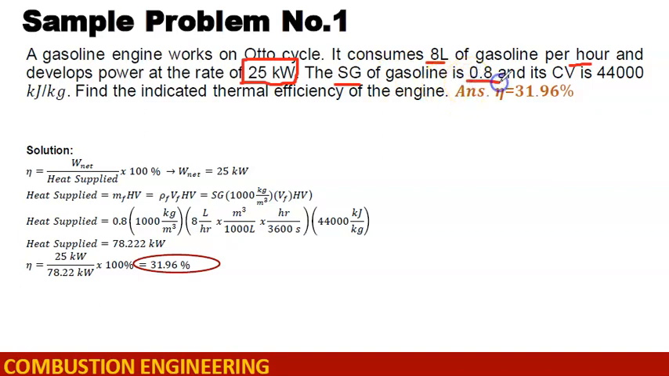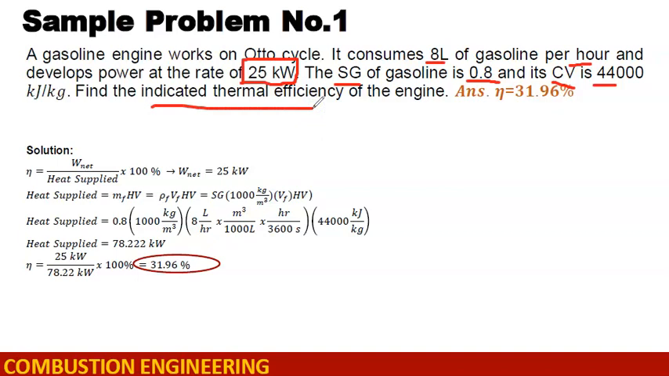SG is the density of this fuel divided by the density of water, which is 1000 kilograms per meter cube at standard conditions. The calorific value of the fuel, or the heating value, or the burning power of the fuel, is 44,000 kilojoules per kilogram. So we need to solve for the indicated thermal efficiency.